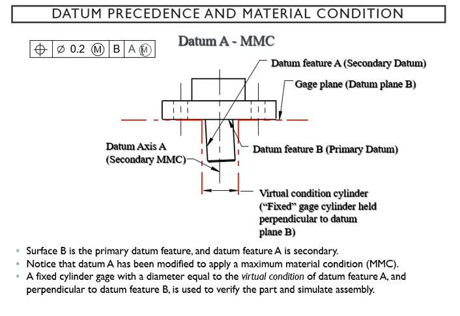Since it is a maximum material condition, you understand that it's got to be outside of that surface that you're looking at. And then the fixed cylinder gauge has a diameter that is equal to your virtual condition of that datum feature A, which is going to be perpendicular to the datum feature B. So that's what we use to verify the part in the simulated example.